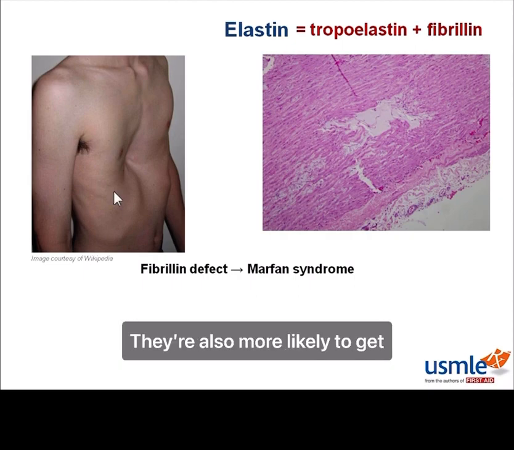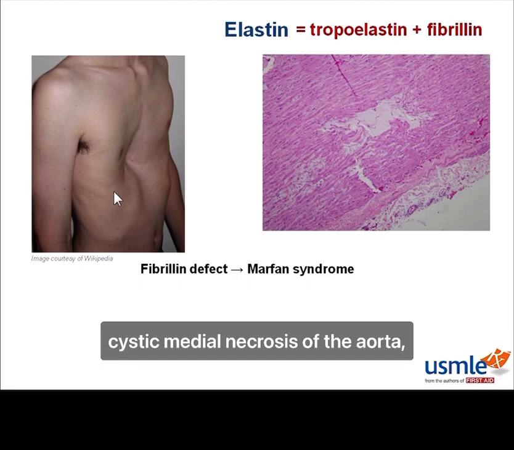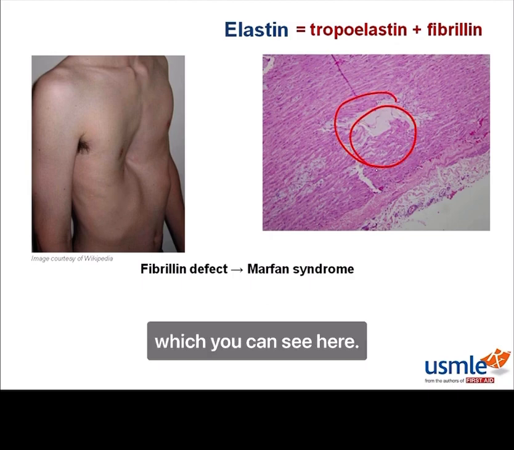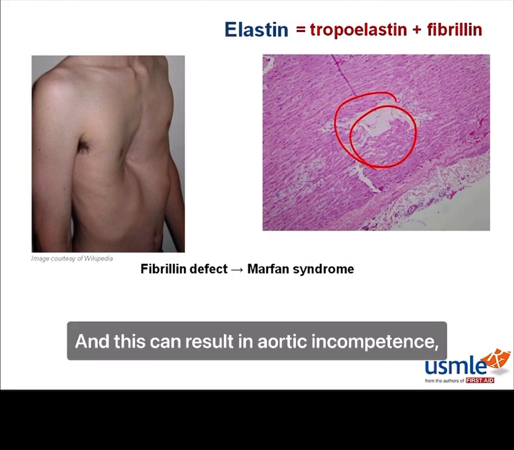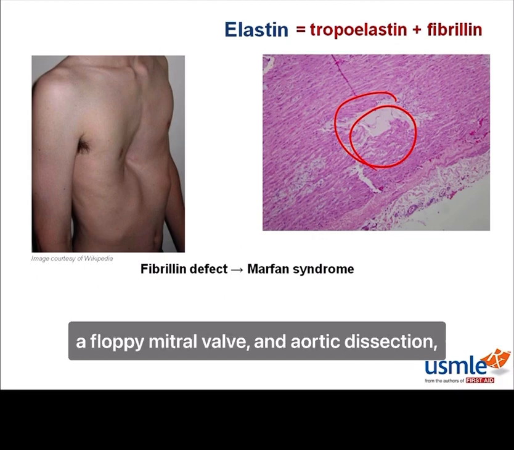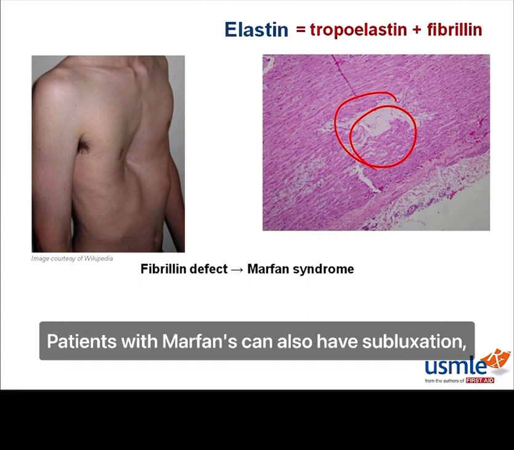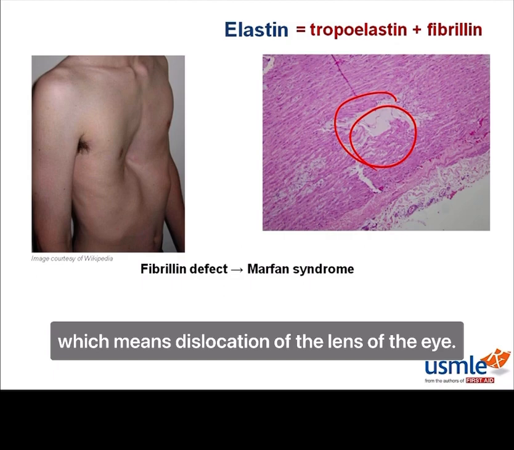They're also more likely to get cystic medial necrosis of the aorta, which you can see here, and this can result in aortic incompetence, a floppy mitral valve, and aortic dissection, which is bleeding into the wall of the aorta. Patients with Marfan's can also have subluxation, which means dislocation of the lens of the eye.